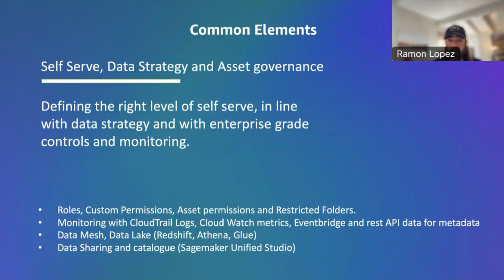Outside of QuickSight, or integrated with QuickSight within the AWS umbrella, for monitoring, we have things like CloudTrail logs, CloudWatch metrics, EventBridge, and then the REST API data for getting all your metadata. For your data strategy in AWS, we have things like building your own data mesh or data lake, leveraging Redshift, Serverless, Athena, and Glue. And then going deeper into the data strategy evolution, we have data sharing and catalog that is empowered by the recently GA capability SageMaker Unified Studio. All these components are critical to understand where you are with them and what your goals are, and putting the right tools in place to achieve those goals.